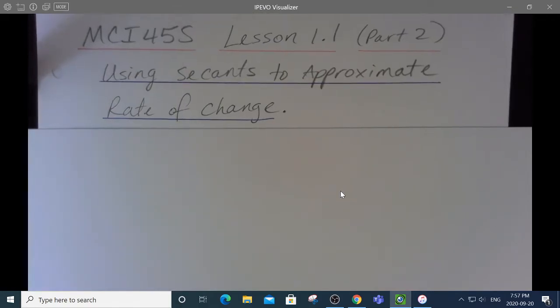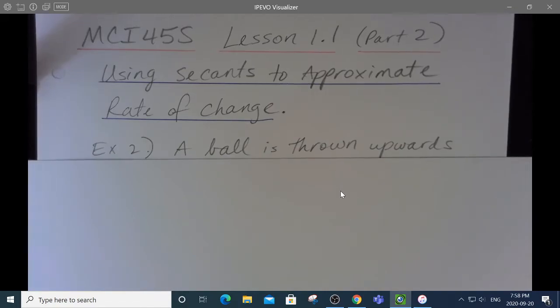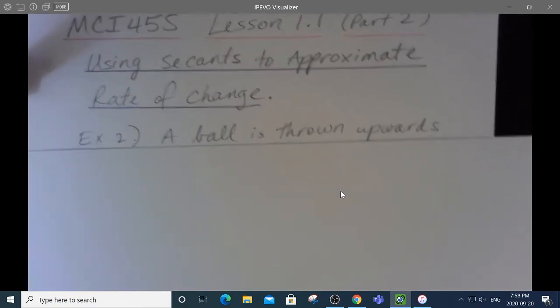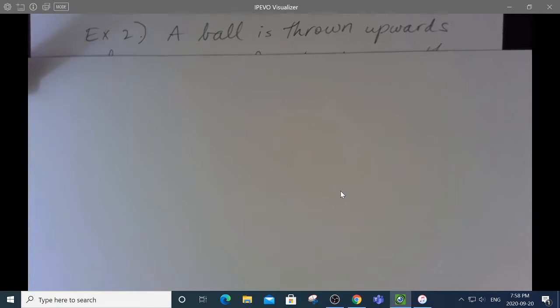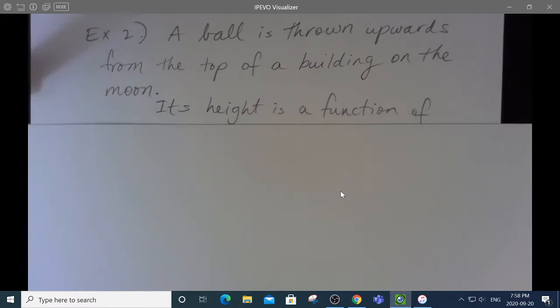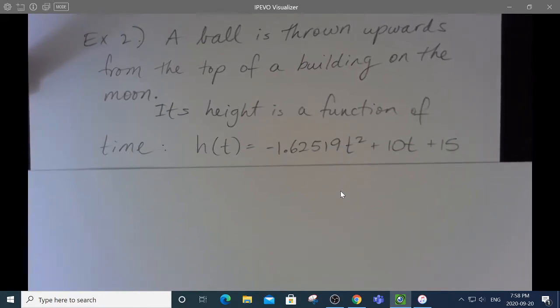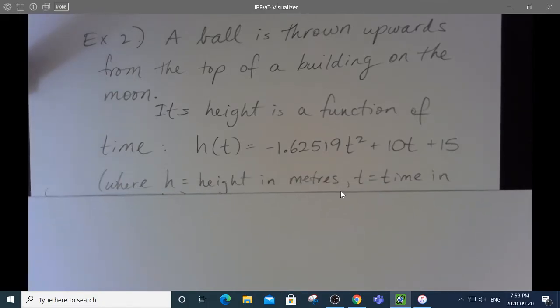So we'll start with this problem. Feel free to pause the video if I'm going too fast and you want to copy it down. Example 2. A ball is thrown upwards from the top of a building on the moon. I don't think we have any buildings on the moon, but well, we'll just pretend. Its height is a function of time, and there's the equation that describes the height as a function of time, where h is height in meters, t is time in, I believe it's seconds.